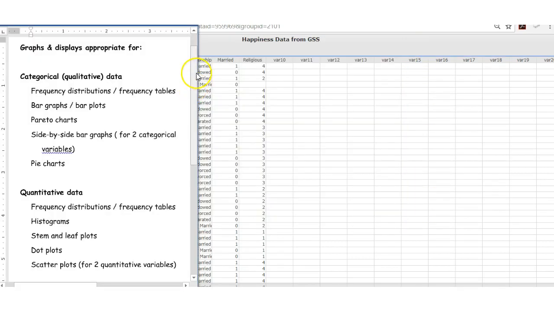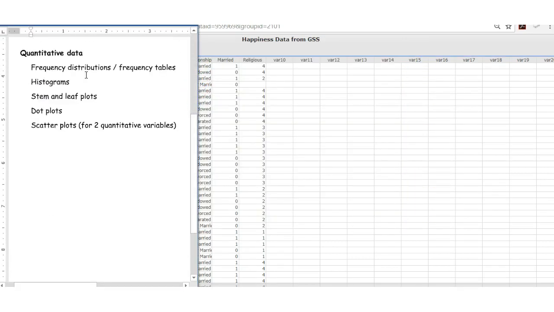So overall, for our quantitative data, here are the types of graphs and displays that we can do. So we can do frequency distributions or frequency tables, histograms, not bar graphs, but histograms for quantitative data, stem and leaf plots, dot plots for specific types of quantitative variables, and scatter plots. If you have 2 quantitative variables, with the ones that we looked at, some scatter plots are going to be helpful and some of them really aren't.